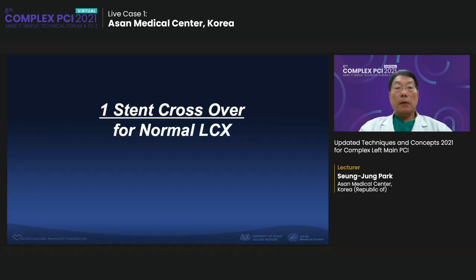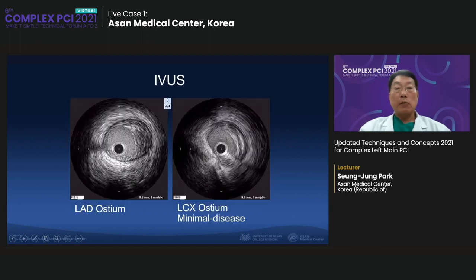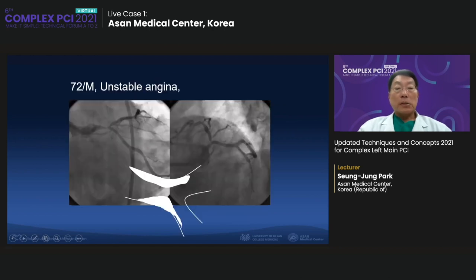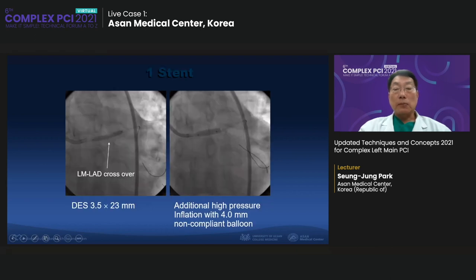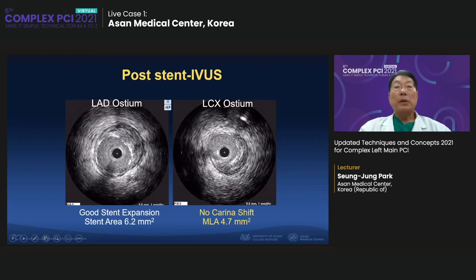Okay, so if you look at the example, typical example, one stent crossover for normal circumflex, this is a true bifurcation, look like a true bifurcation disease. However, by IVUS finding, circumflex ostium is a very minimal disease and well preserved minimal lumen area. So a schematic figure of the minimal disease circumflex ostium and LAD disease here. And so we do single stent crossover and high pressure inflation is up to 4 millimeters, and angiographic result is almost perfect and no compromise of circumflex ostium too. In the process scenario, circumflex ostium, minimal lumen area 4.7 millimeter squares, LAD is 6.2 millimeter square.